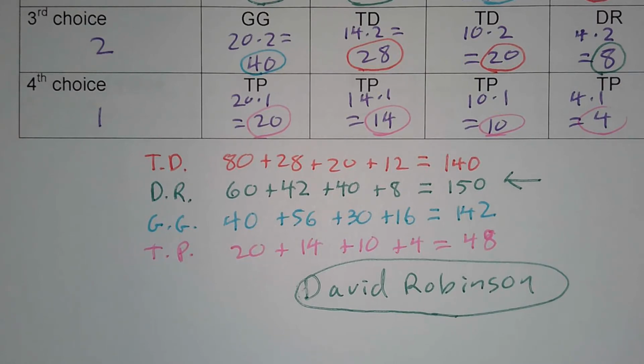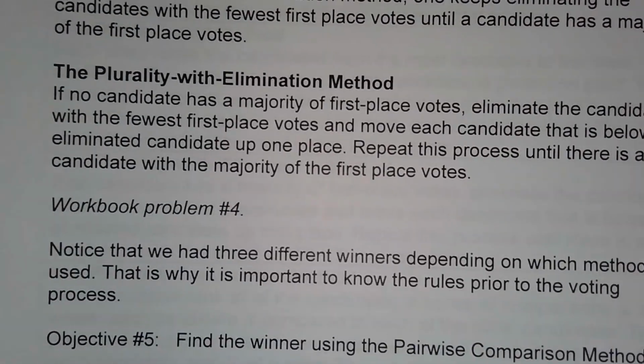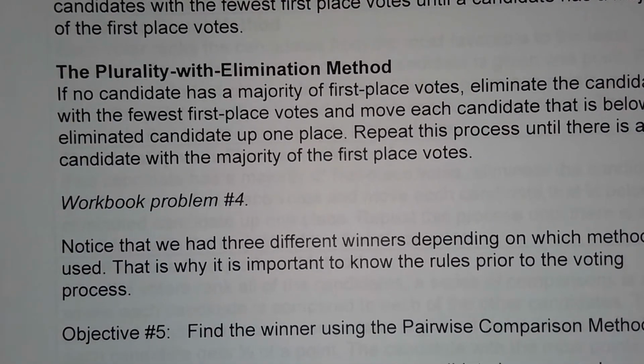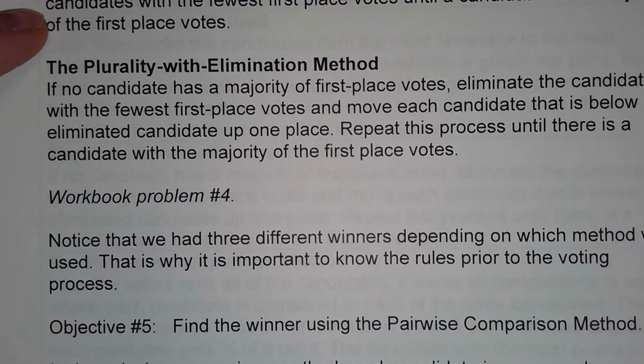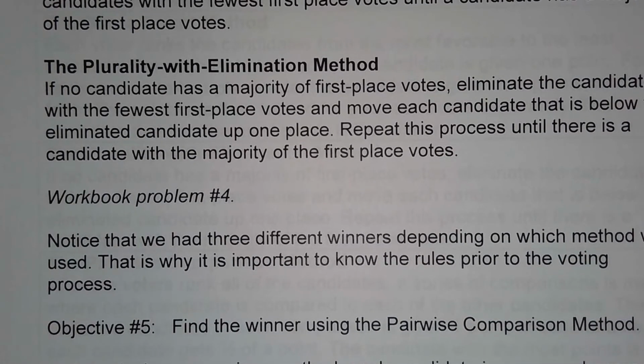So let's take a look at the third method, the plurality with elimination method. If no candidate has a majority of first place votes, eliminate the candidate with the fewest first place votes and move each candidate that is below the eliminated candidate up one place. Repeat this process until there's a candidate with a majority of first place votes. So we keep eliminating candidates with the fewest first place votes until we get a candidate that has a majority. In other words, more than 50% of the votes.